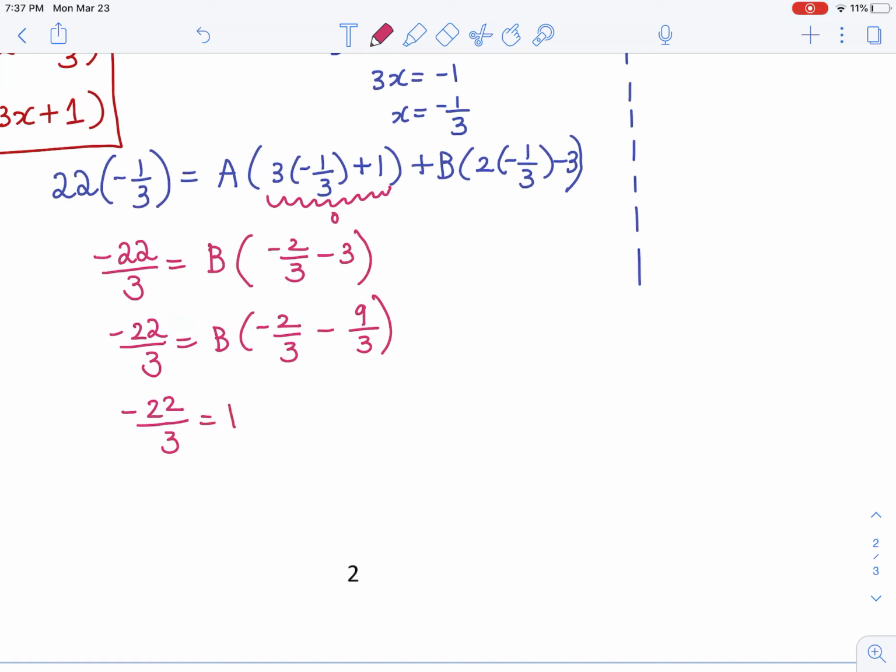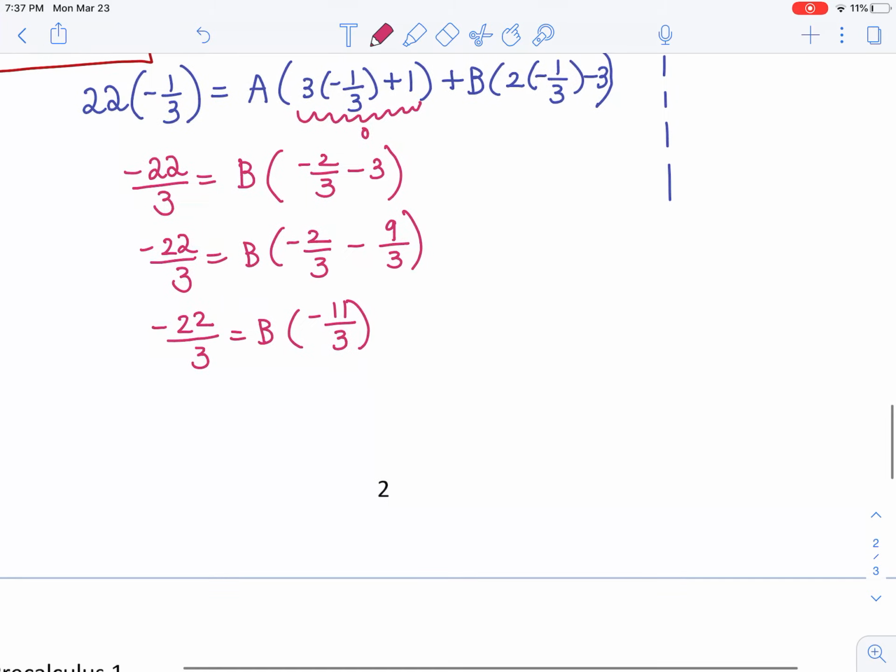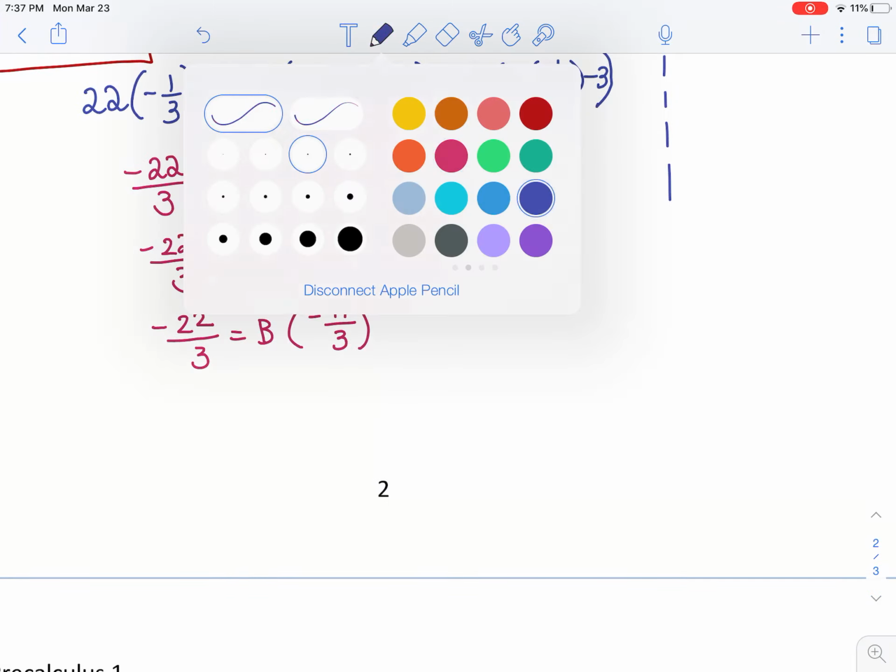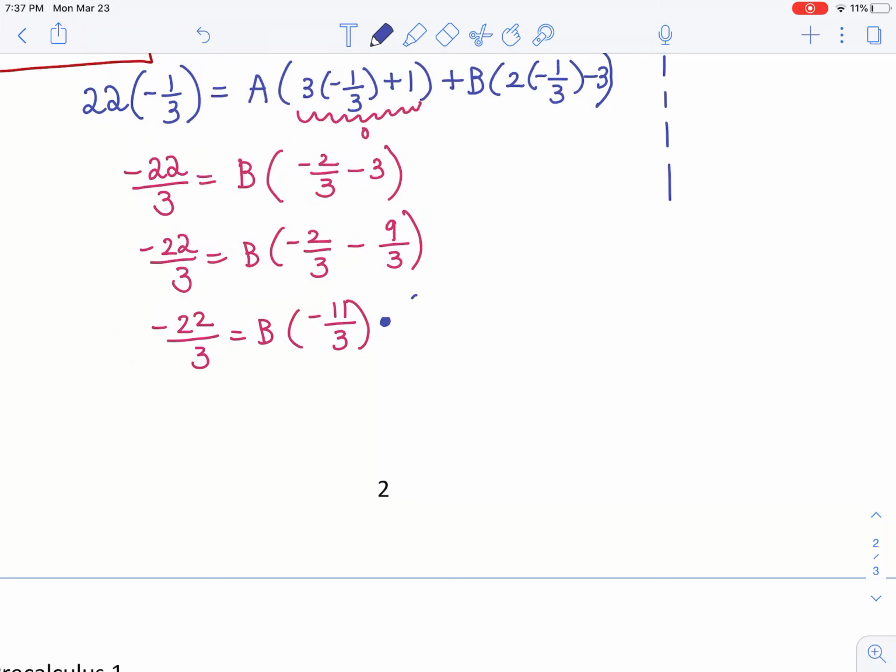Negative 22/3 equals b times negative 11/3, right? Okay, now we're ready to multiply both sides by the reciprocal. And the reciprocal is negative 3/11. Multiply both sides by negative 3/11. If I do that, these two will cancel out. And we'll get b equals, now look, the right side, a lot of things cancel out.